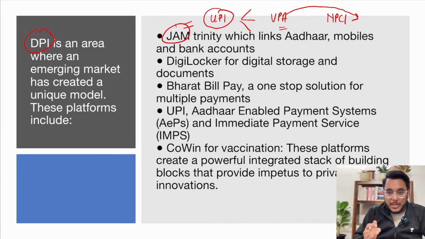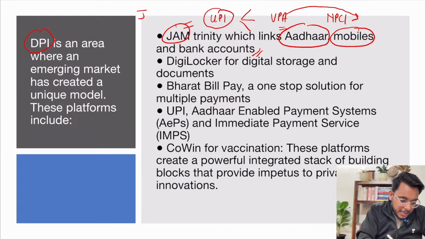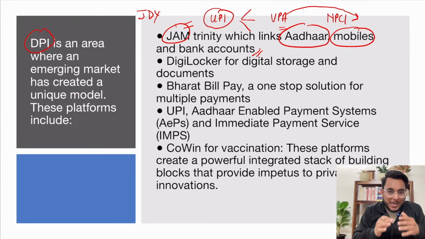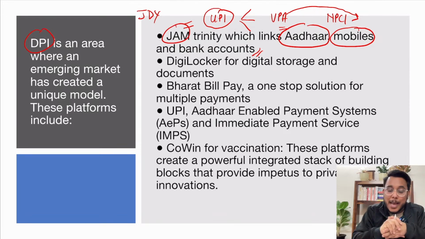JAM stands for Jandhan, Aadhaar and Mobile. So basically, there is an Aadhaar number which gives the unique identity. The mobile numbers are there. There are the bank accounts which are opened under the Jandhan Yojana, that is, the Jandhan scheme. So basically, as the people's mobile, identity and bank account got connected, what has happened? Many possibilities have opened up.